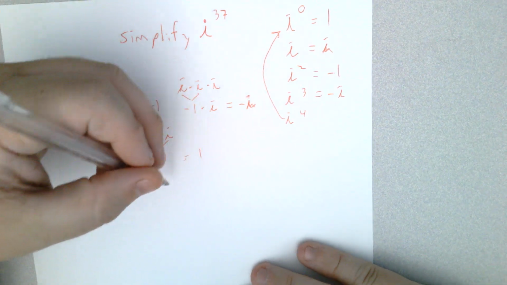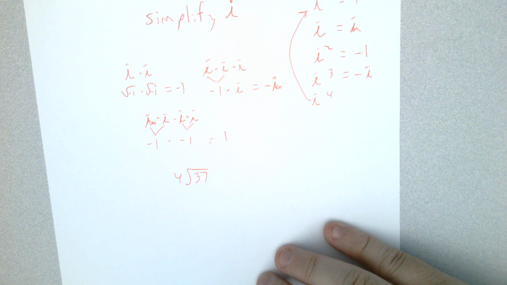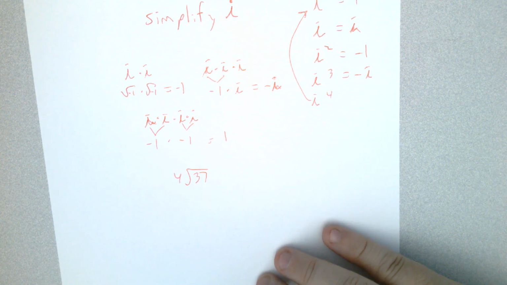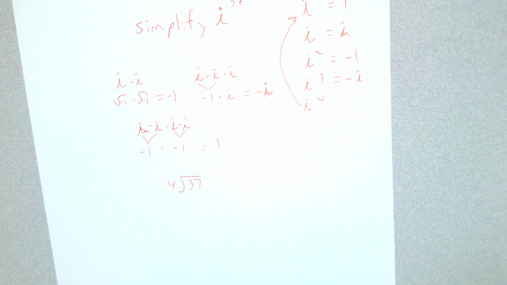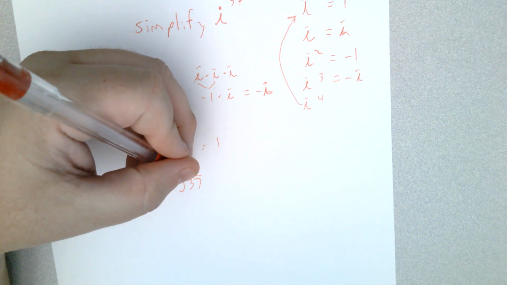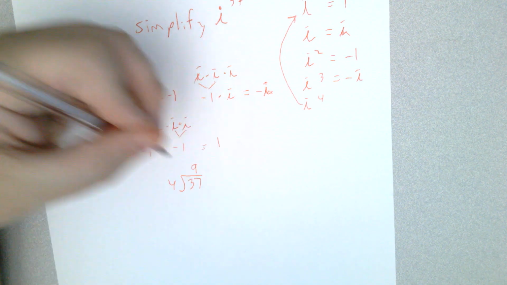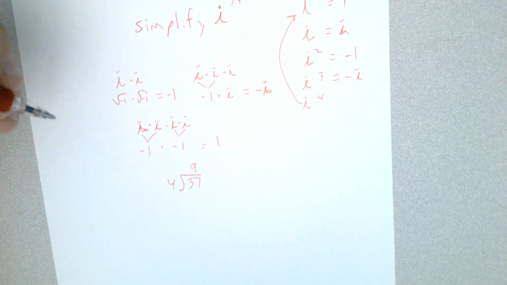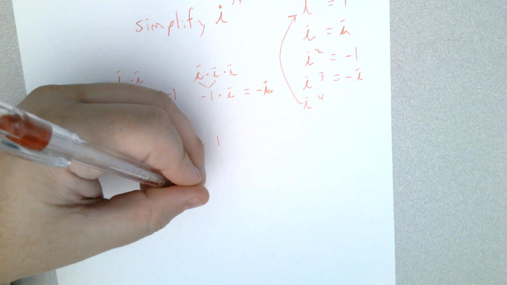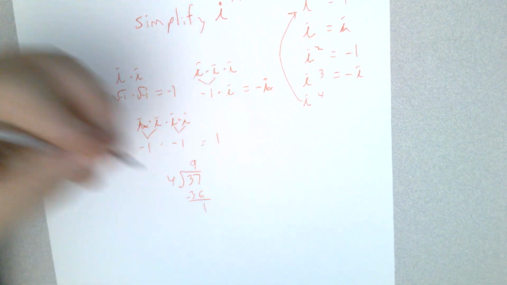So if I take that 37 and I divide by 4, I can figure out how many times it goes in there, and I'm looking for the remainder. So I can put 4 into 37 9 times, which gives me 36. If I do the long division, that leaves me with a 1 left over.